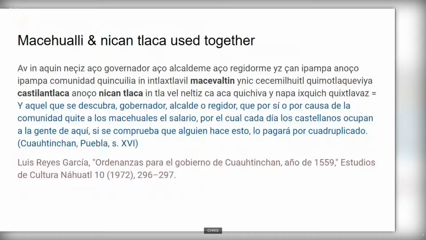Another example, in this one here, we see that the Nicantlaka and Masahualtin are utilized simply to refer to indigenous people. And here's another example of another way to say Spaniards, Castilan-Tlaca, or people from Castile or Castilla, a certain region in Spain. And this is not from Chimalpahin, but this is from 1559, Luis Reyes Garcia.